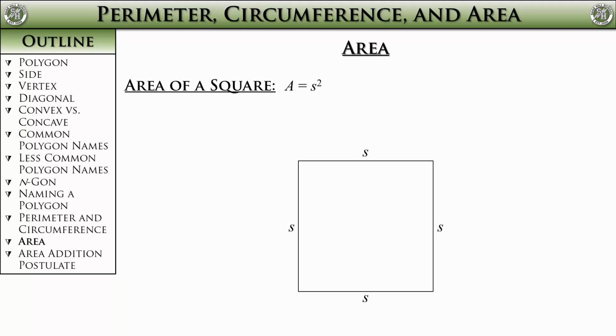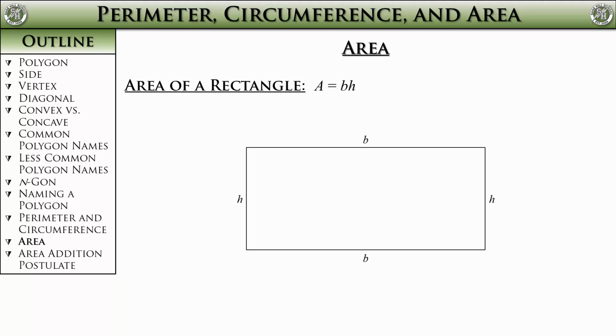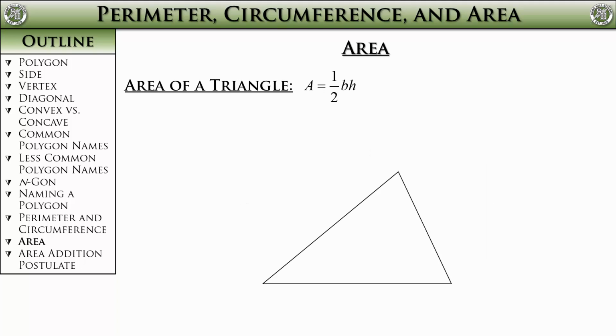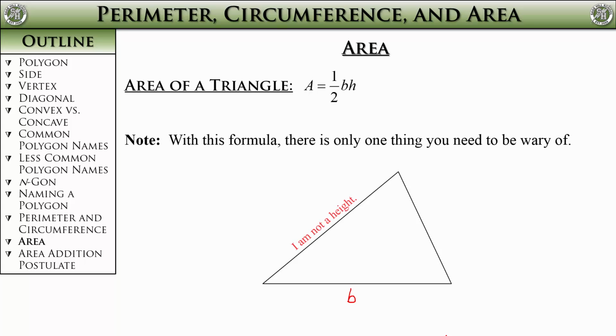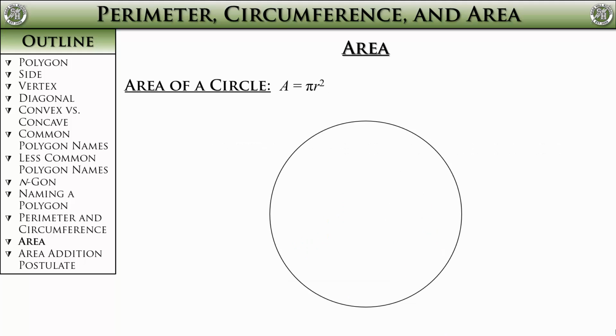Now we get to the area formulas. First, the square has an area of side squared. The rectangle's area is base times height. Note that a square is also a rectangle, so you can use base times height on a square, too. The area of a triangle is 1/2 the base times the height. Let's assume my base is down here. Normally this is pretty straightforward, but if people make a mistake, it's because of this. Make sure you are using the correct height. A circle's area is pi r squared.